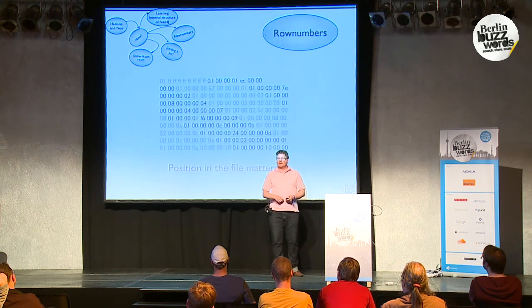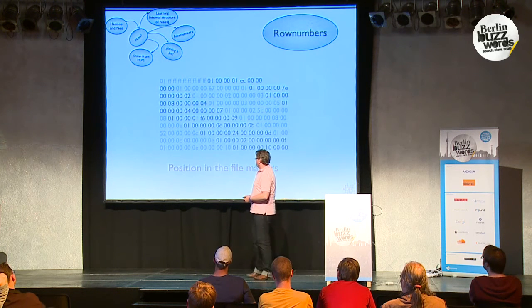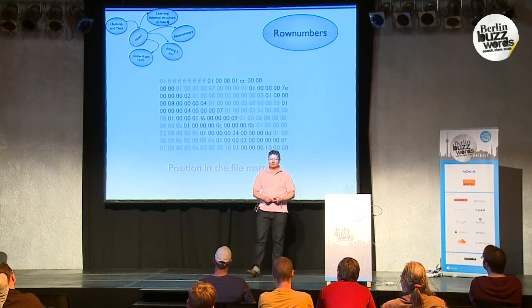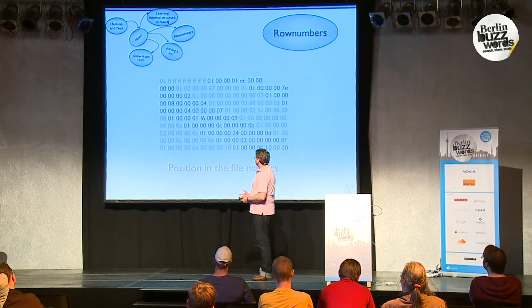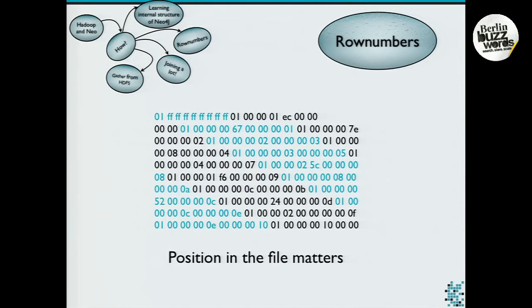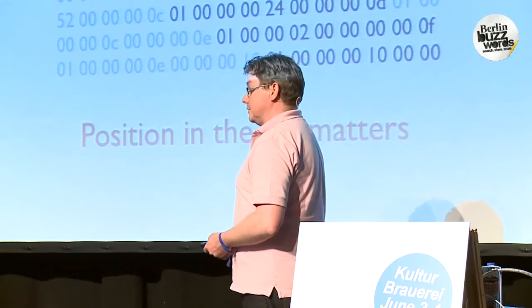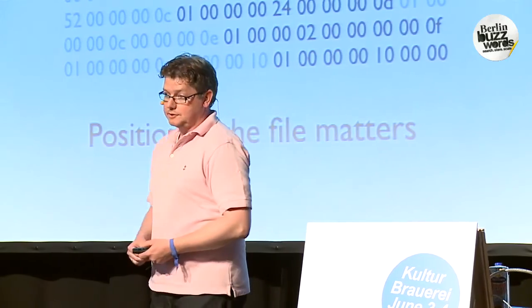The position in the file is important. The position in the file tells you which node you are working on. So this is a hex dump of the node property store. The colors I added myself, so you can see the 9 bytes in the bluish color are the node with ID 0, and then you have 9 bytes for node number 1 and so forth.